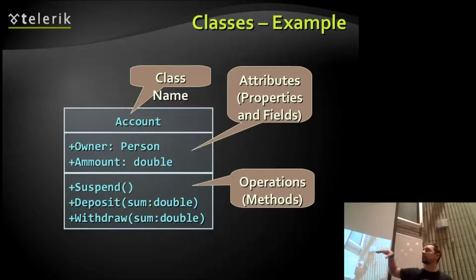So we've got 2 things. Amount, that's a double, because we want to store how much you have. Now, the operations or methods are the 3rd box. In this case, we've got one method called suspend, which would suspend your account. It's a verb. We're going to suspend the account. Doesn't need any arguments. Deposit and withdraw, they take in one argument called the sum, the amount that you wish to withdraw or deposit, and it is also a double.